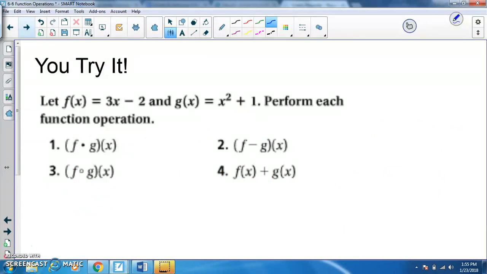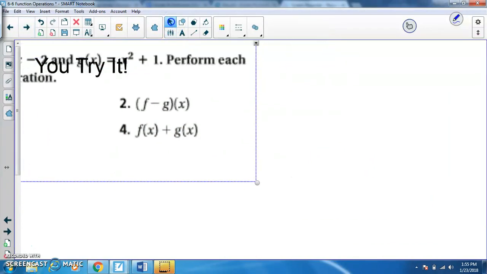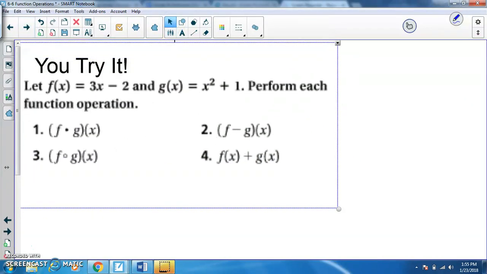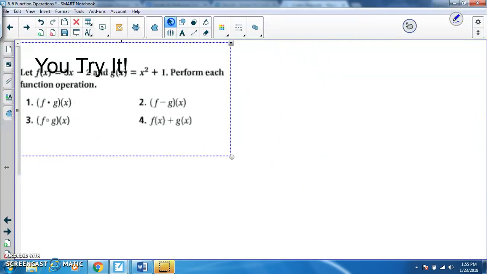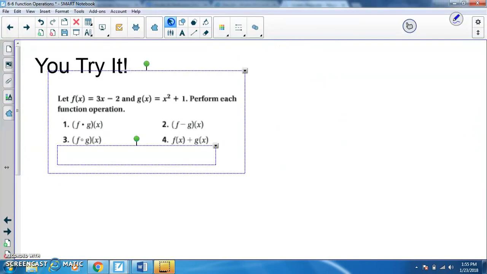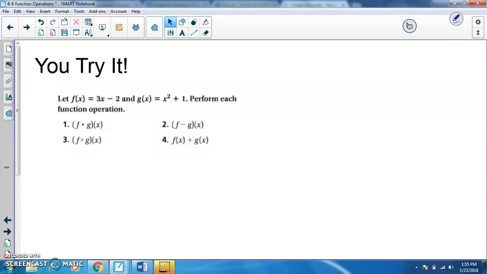You guys try these problems. Sorry, they're a little bit blurry. Where f of x is equal to 3x minus 2, and g of x is equal to x squared plus 1. Find the product of f and g, f minus g, f of g of x, and f plus g of x.